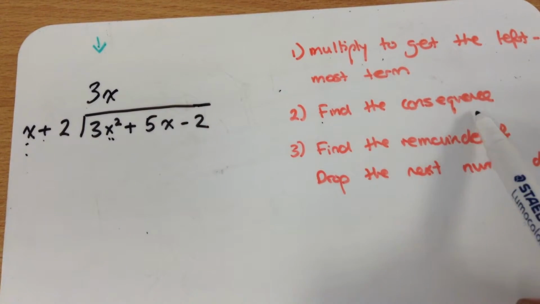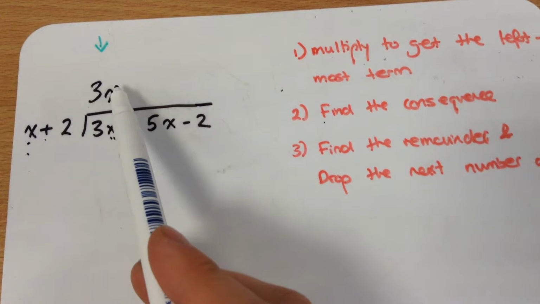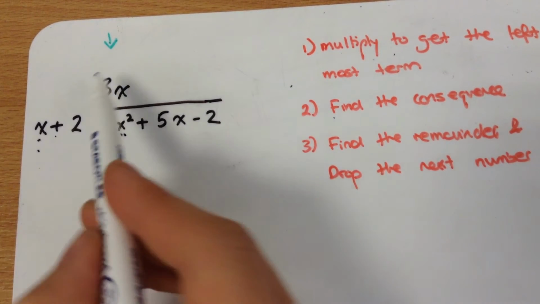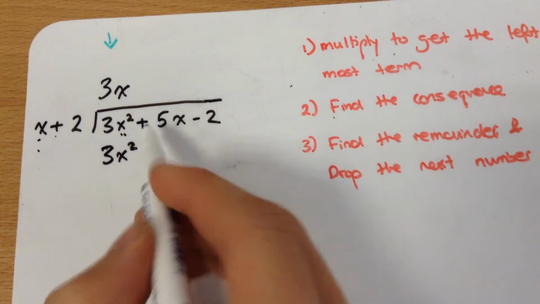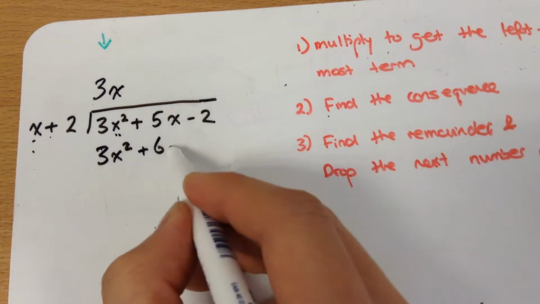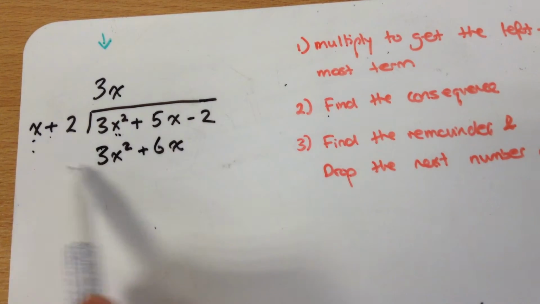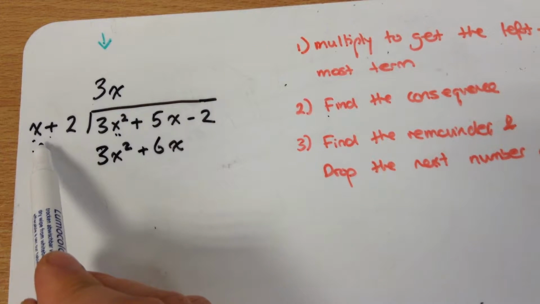From there, we've got to find a consequence. So by putting my answer down as 3x, I've got to find a consequence of my answer. In other words, I have to times the 3x by the x plus 2. 3x times x gives me 3x squared. 3x times 2 gives me 6x. I have now found the consequence of my answer, 3x, by timesing it by x plus 2.